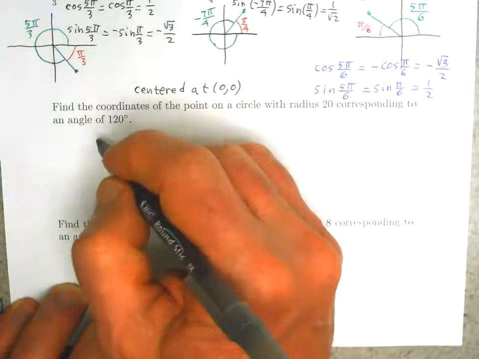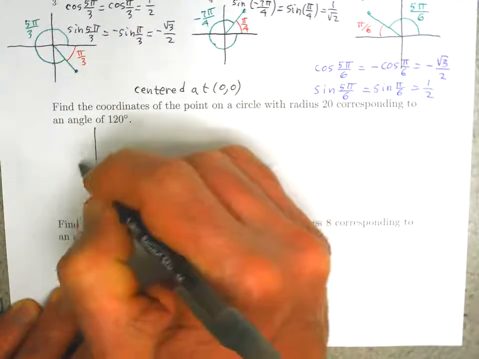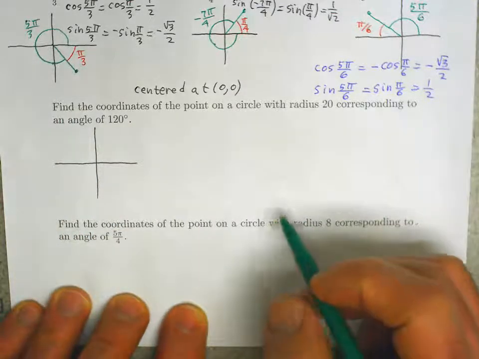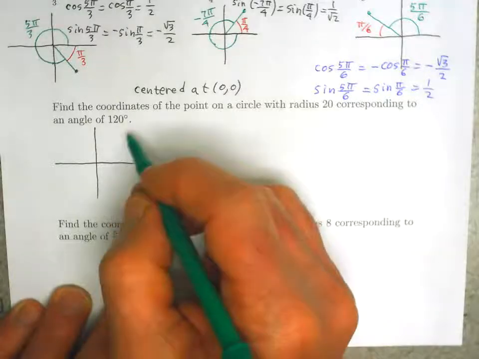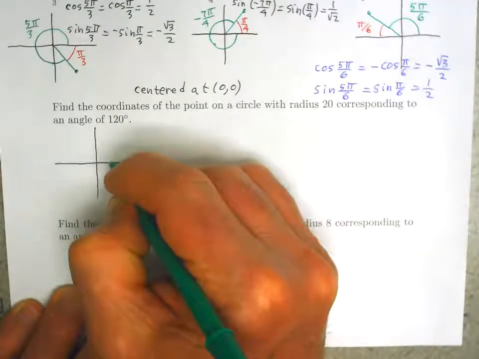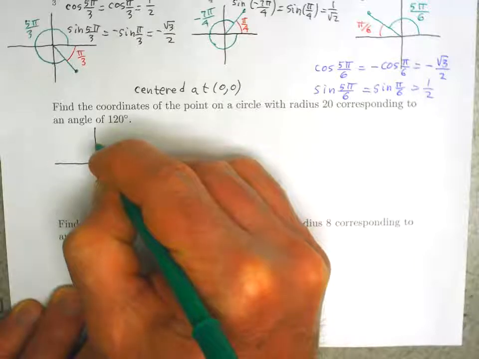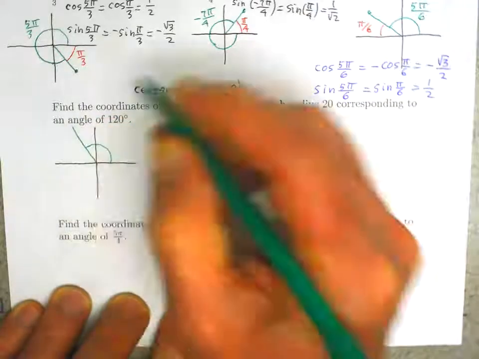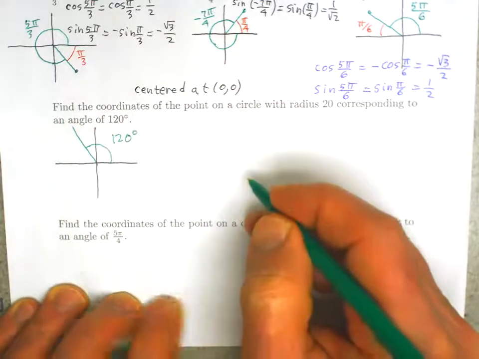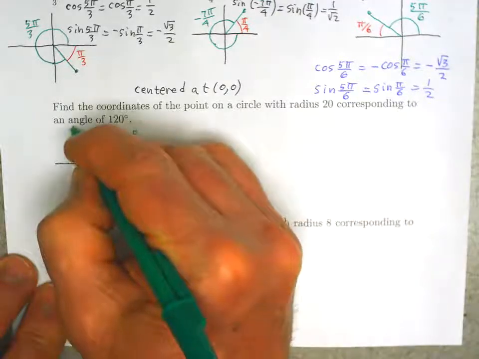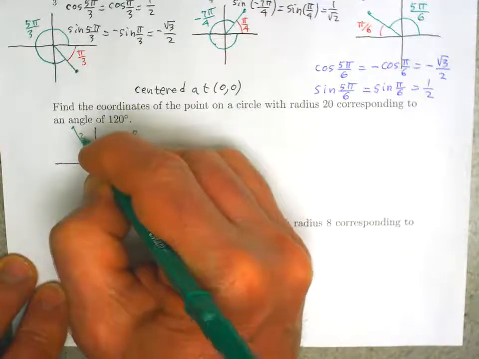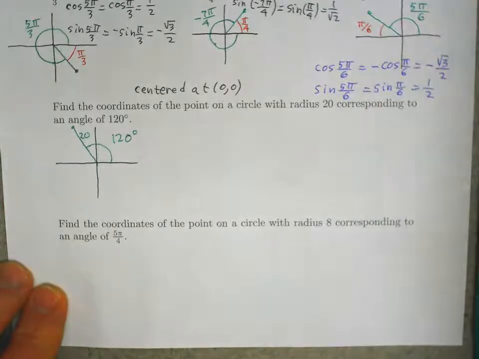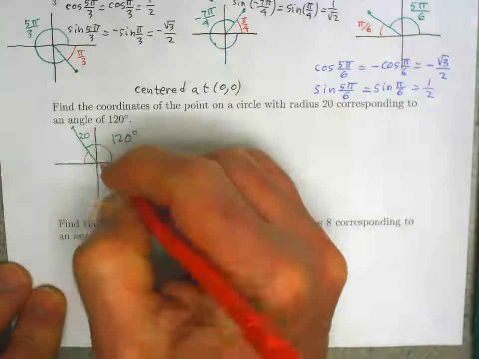Okay, well, this is not too bad. First, let's find where 120 degrees is. So counterclockwise, there's 90 and then 30 more, we're at 120 degrees. And here we're assuming that the radius of the circle is 20. The reference angle is 60 degrees.